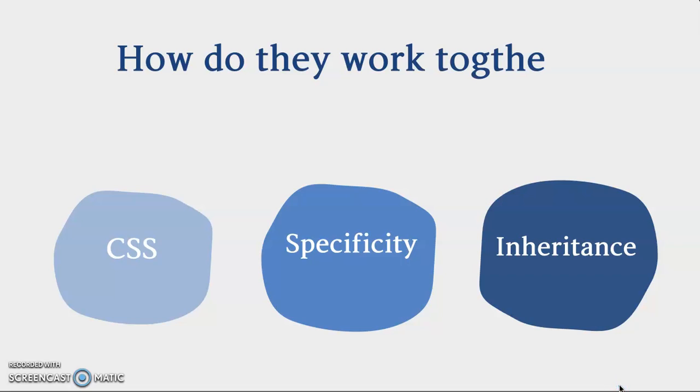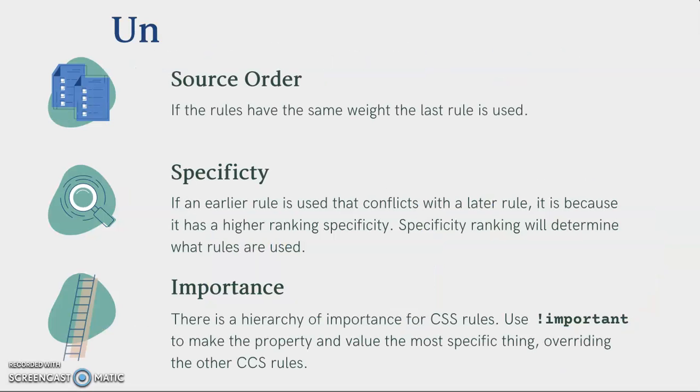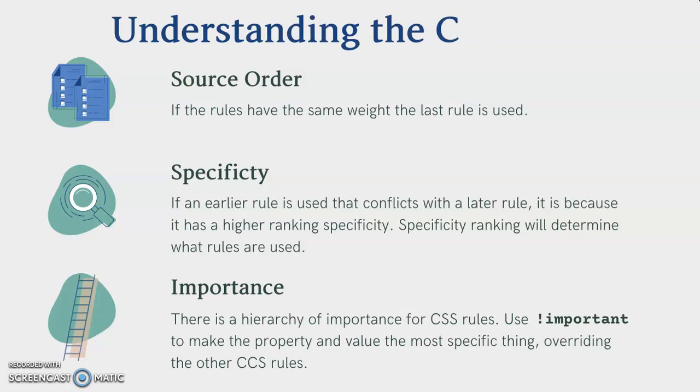So how do cascading style sheets, specificity, and inheritance work together? Well, it's important to really understand the cascade. First, we need to know source order. If the rules have the same weight, the last rule is applied. Specificity. If an earlier rule is used that conflicts with the later rule, it's because it has a higher ranking. More on this in the next couple slides.